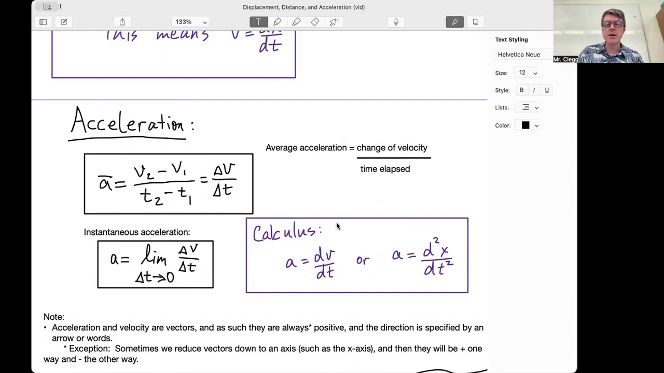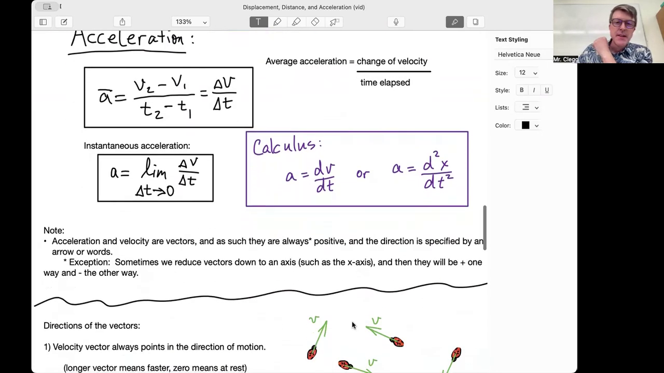So in calculus, if you're in AP Physics C, acceleration is the time derivative of the velocity, and it's also the second time derivative of the position. Sorry, I said it wrong before. Acceleration is the second derivative of the position. That's what I meant to say.